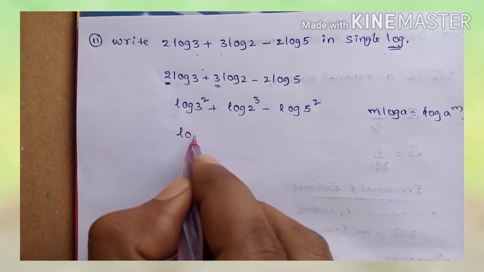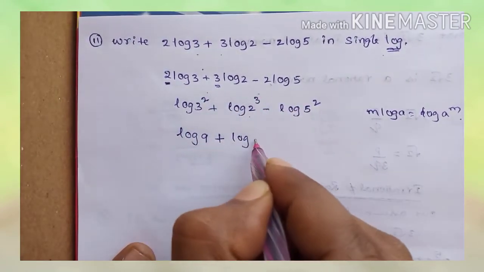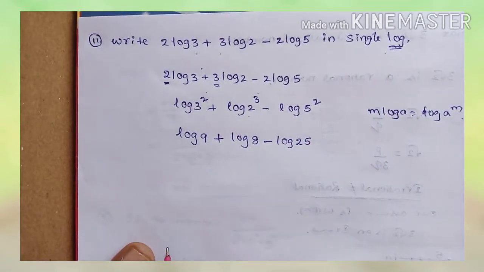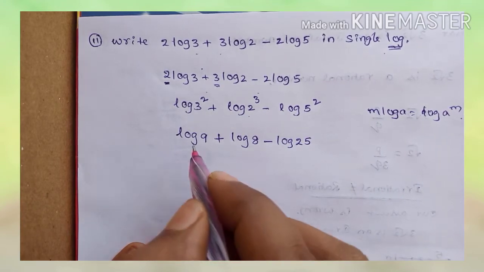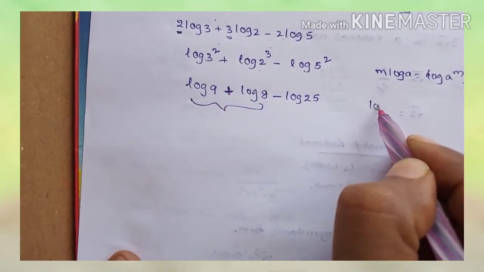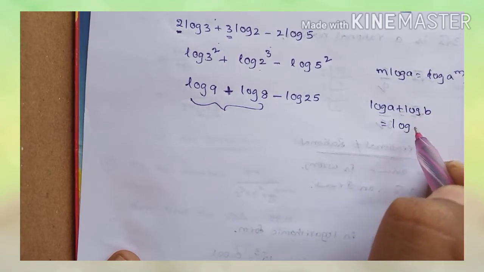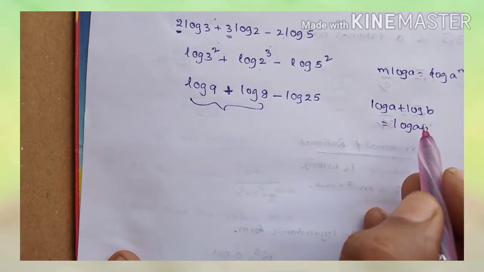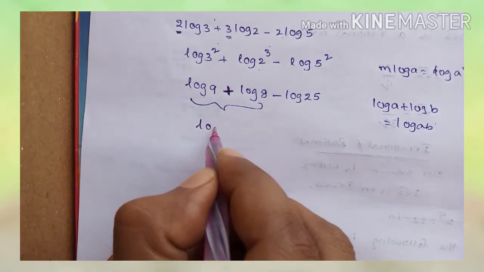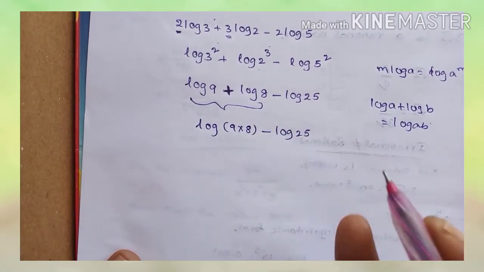Right, because we used the formula m log A is equal to logarithm of A to the power m. So logarithm of 3 square, value equal to 9, plus log 2 cube, value is equal to 8, minus log 5 square, value is equal to 25. Okay, now here you can simplify. Between the first term and second term we have plus. In logarithm of A plus logarithm of B, this value we can write as logarithm of AB, which is called a single log. So between plus is there, we can write as multiplication in the single log. So logarithm of 9 into 8 minus logarithm of 25.